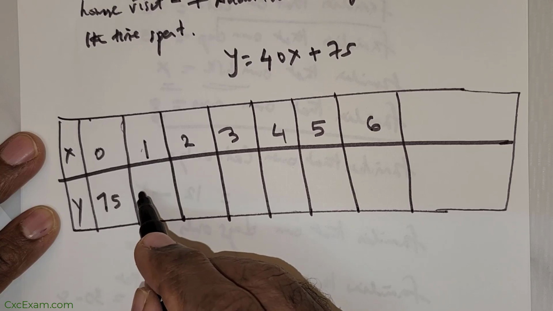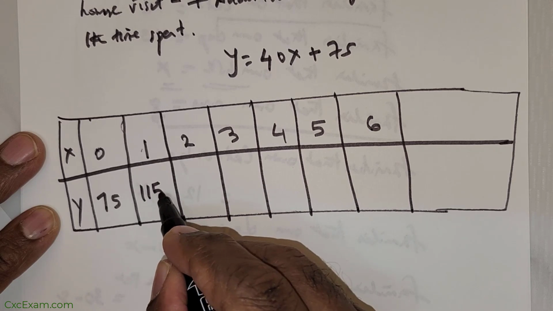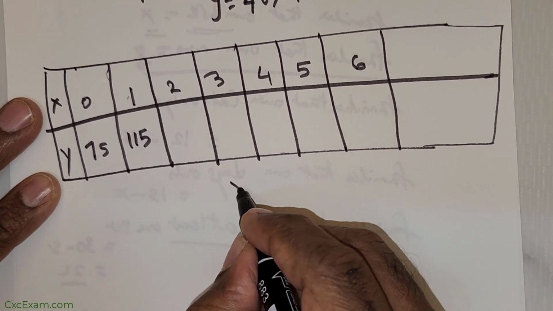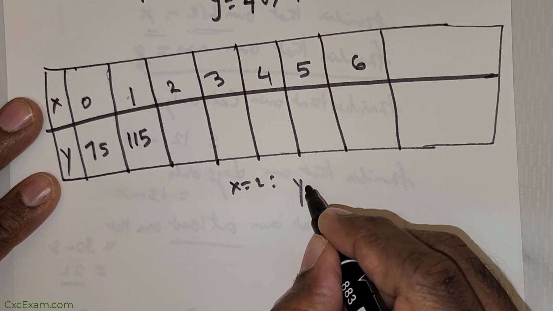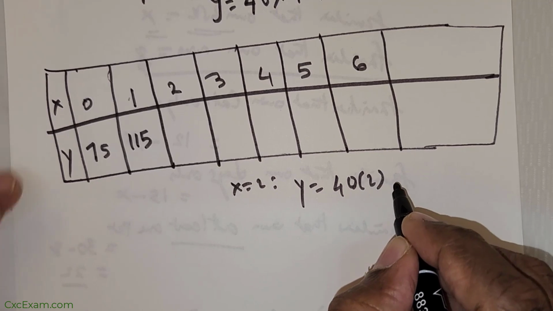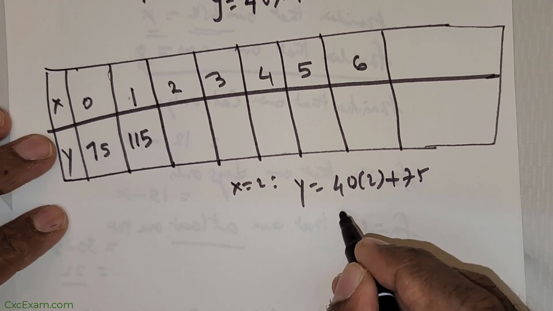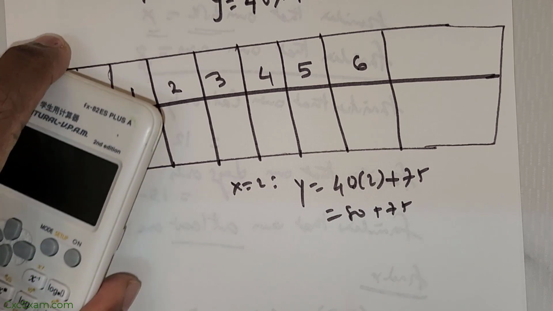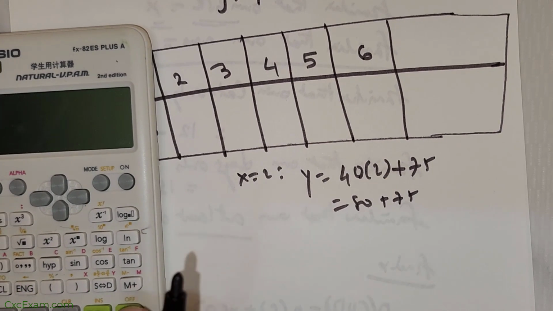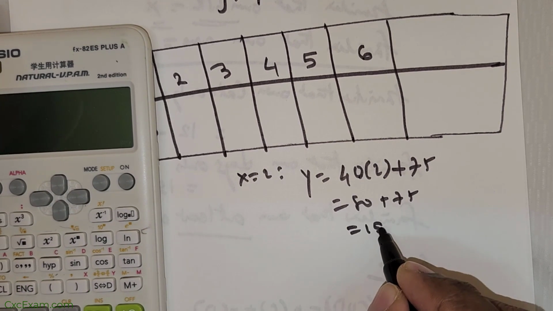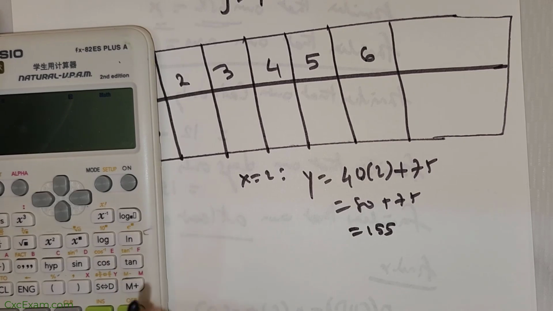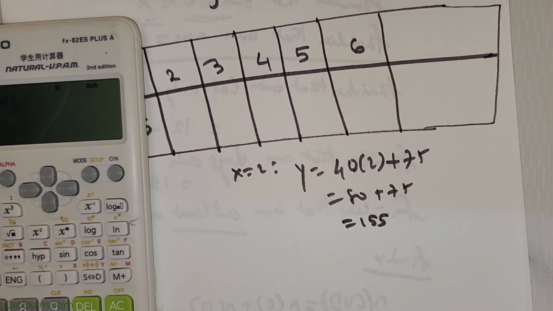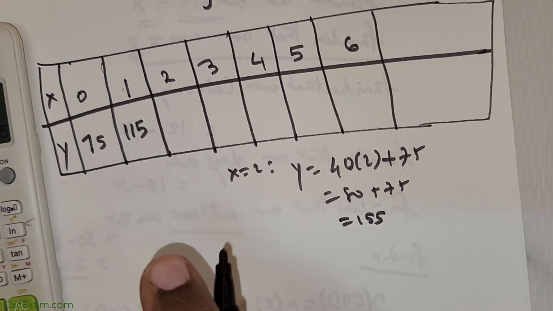Now for 1 hour spent, it's $115. For 2 hours spent, x is equal to 2, you have to find the value of y. So 40 times 2 plus 75, 80 plus 75. You can use a calculator if you want. This is going to give you 155. Just a check: 80 added with 75, okay, 155.